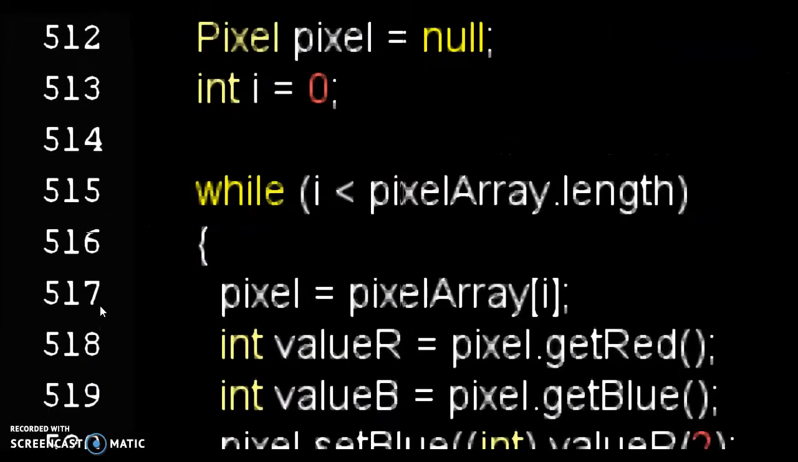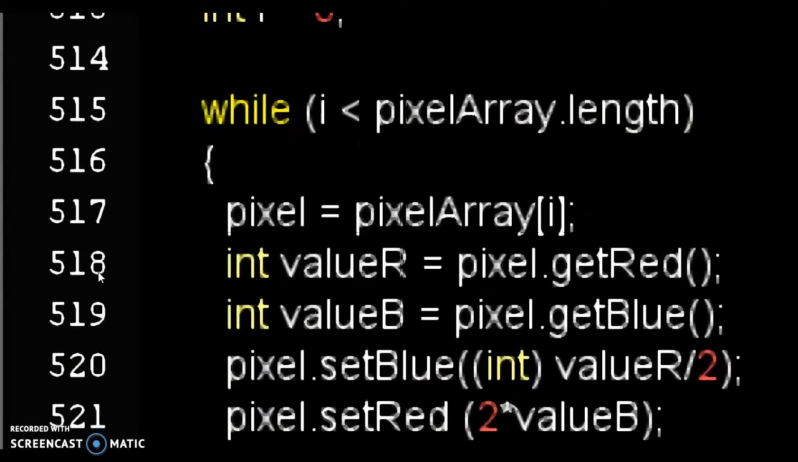On line 515, we begin our while loop with while i is less than pixelArray.length. So this is stating that for as long as the index that we have determined that starts at 0 is less than the length of the pixel array, we want our loop to execute. The body of our loop begins on line 517. It states pixel equals pixelArray[i]. This is setting our pixel object that we named pixel to a specific pixel within the array deemed i.